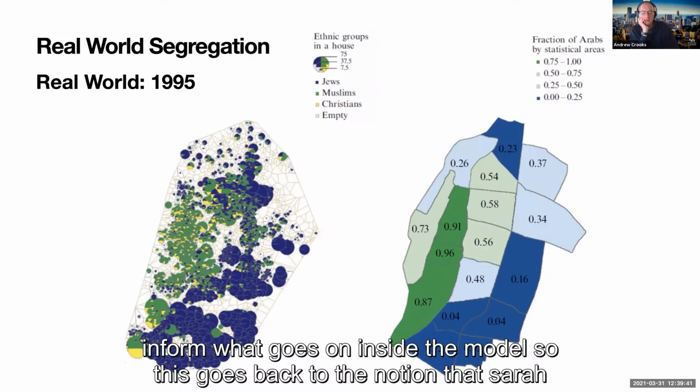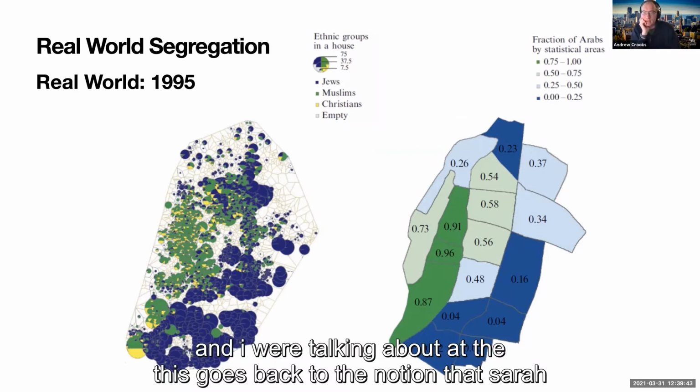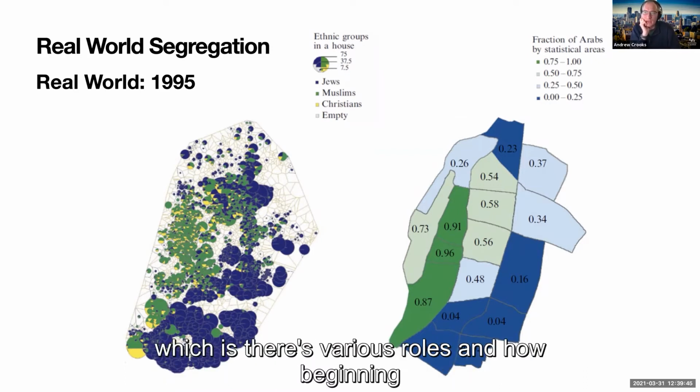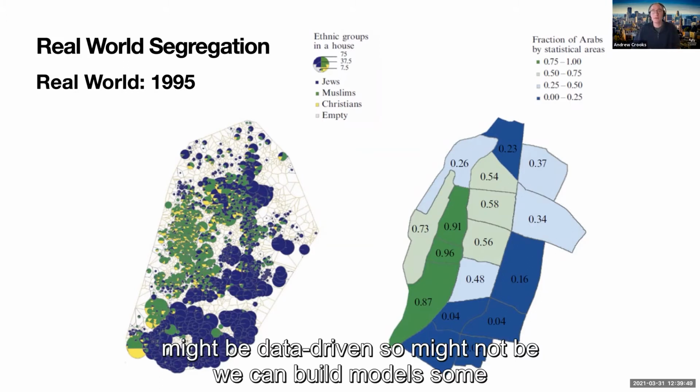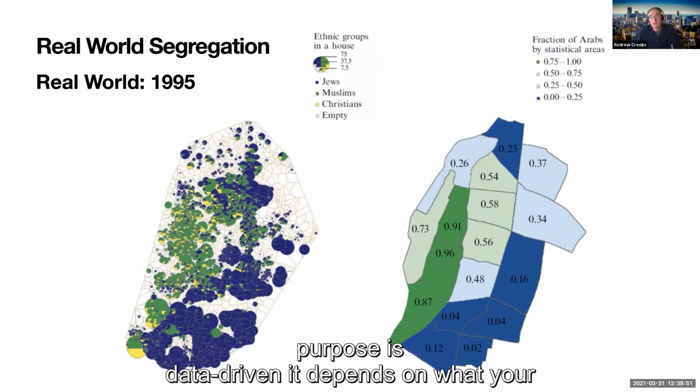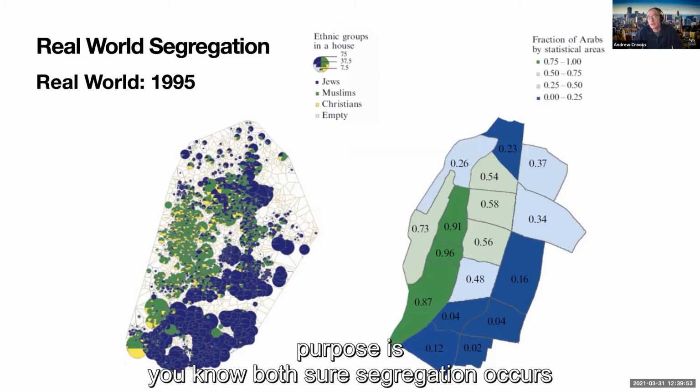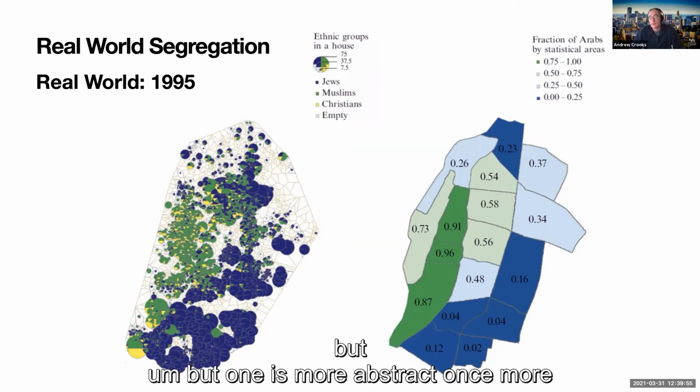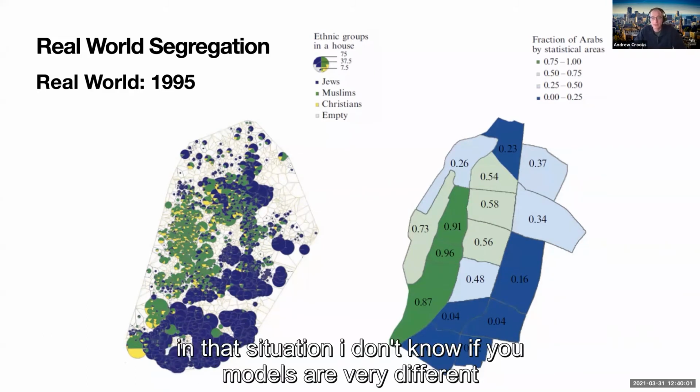So this goes back to the notion that Sarah and I were talking about at the beginning, which is that there are various roles in how we can build models. Some might be data driven, some might not be. It depends on what your purpose is. Both show segregation occurs, but one is more abstract and one is more applied. The purpose of these two models is very different in that situation.